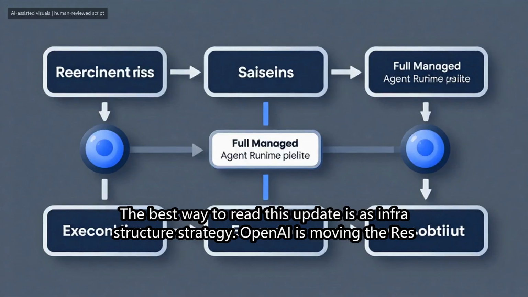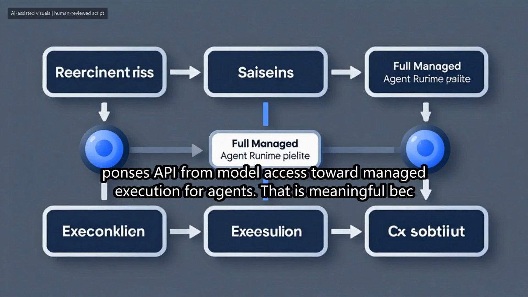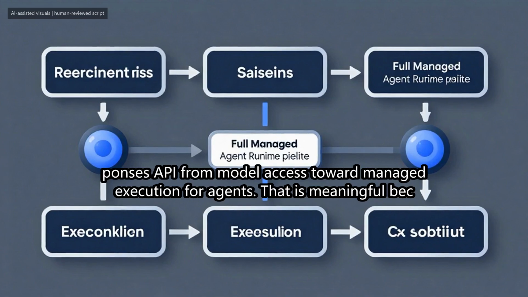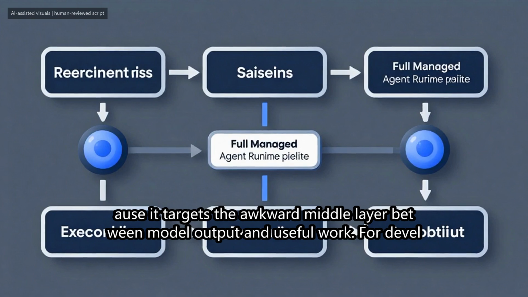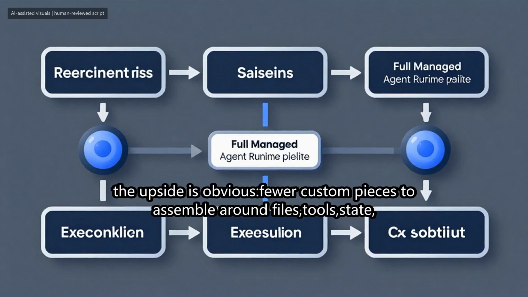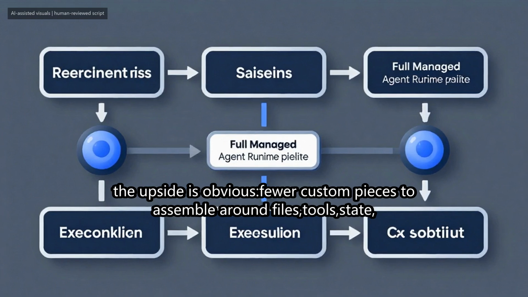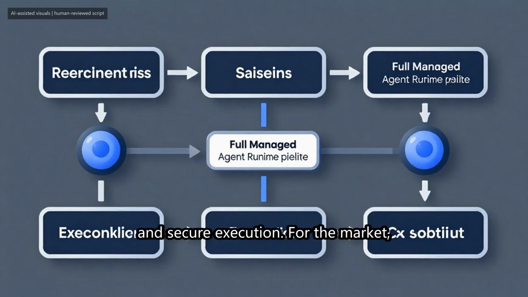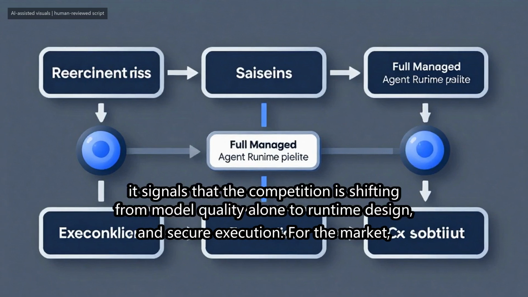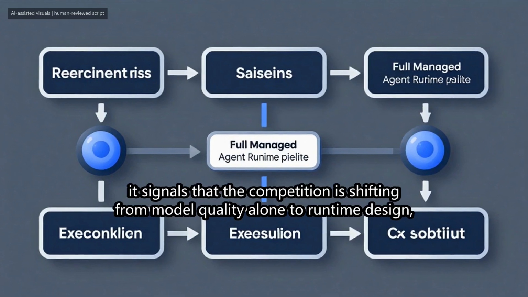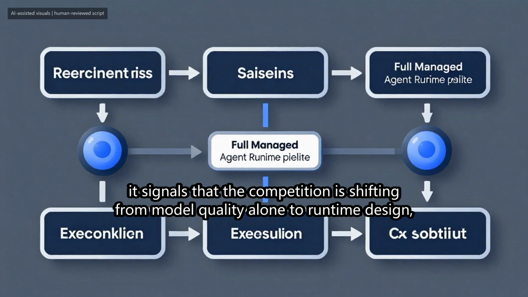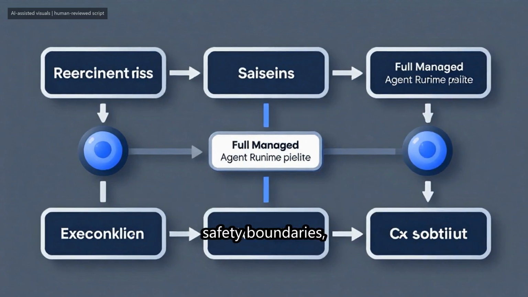The best way to read this update is as infrastructure strategy. OpenAI is moving the responses API from model access toward managed execution for agents. That is meaningful because it targets the awkward middle layer between model output and useful work. For developers, the upside is obvious: fewer custom pieces to assemble around files, tools, state, and secure execution. For the market, it signals that the competition is shifting from model quality alone to runtime design, safety boundaries, and developer ergonomics.